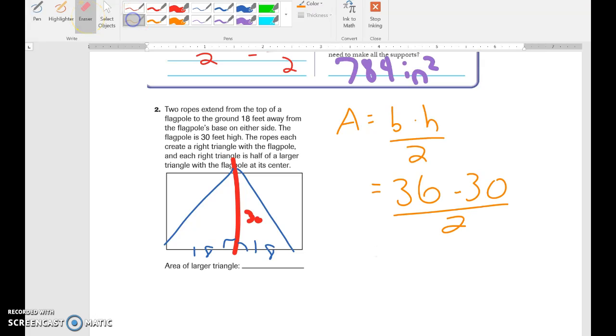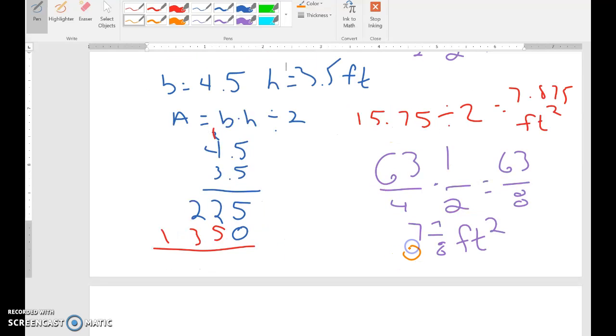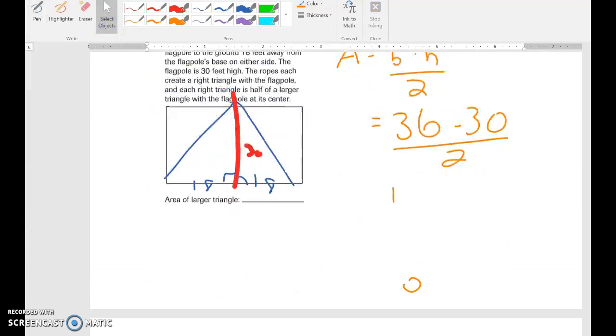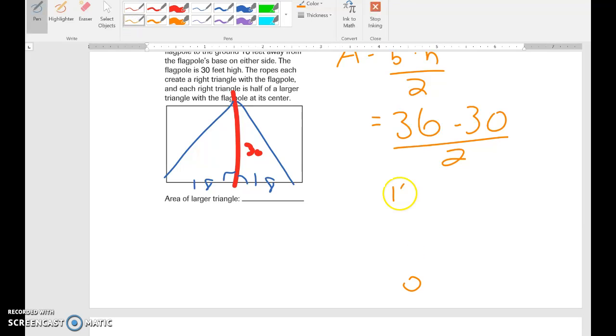And 36 times 30 is 36 times 3 is 108, right? 30 times 3 is 90. 6 times 3 is 18. 90 plus 18 is 108. But there's a 0 there, so we add a 0. So it's actually 1080 divided by 2. And that's going to be 540 square feet, right? Because this is a high, then that's a reasonable number for us because that's a very high flagpole.